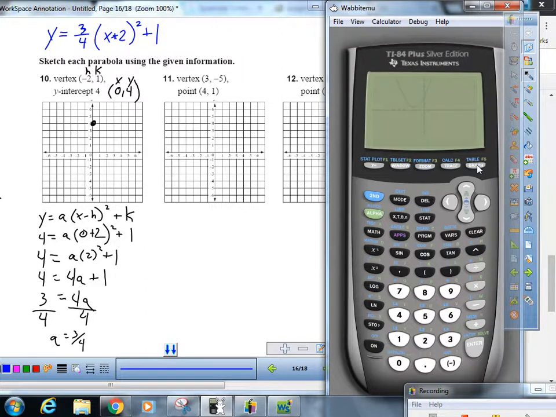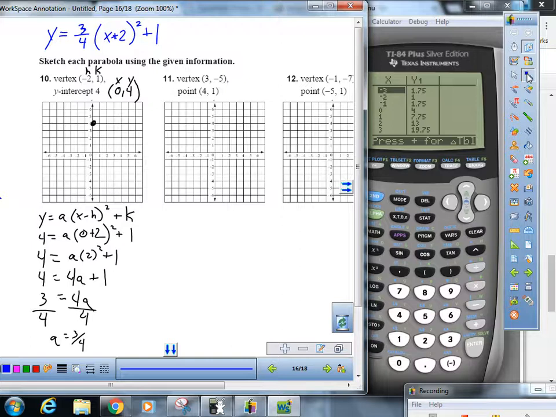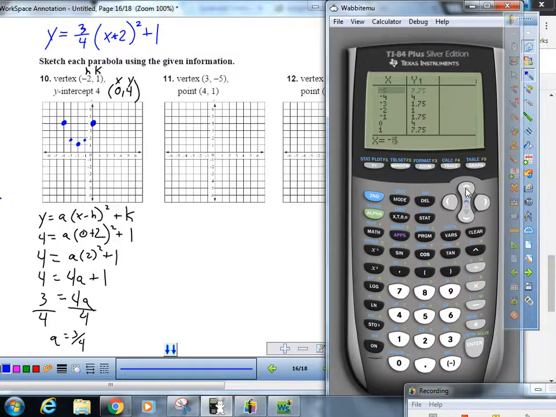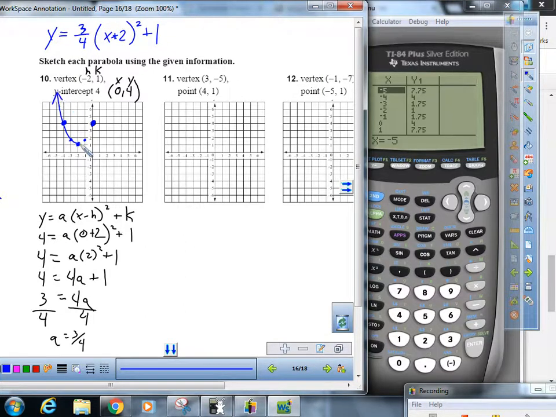We got -2, 1. That is the vertex. -2, 1. -1, 1.75. -3, 1.75. So this is going to be a little flatter. 0, 4. That we knew. Notice from symmetry, I know that it must be -4, 4 because of our axis of symmetry. But if I don't trust that, I could always scroll up and get some more points. Okay? So, there's our parabola.